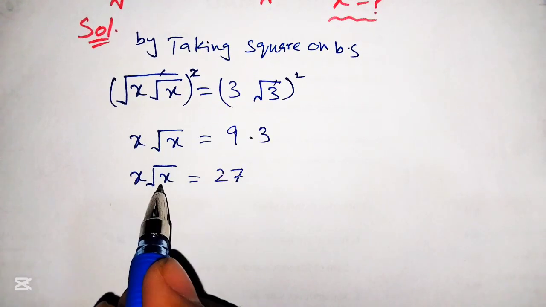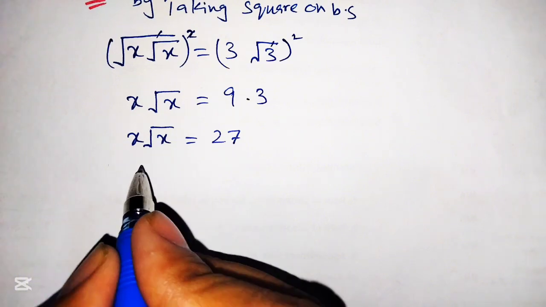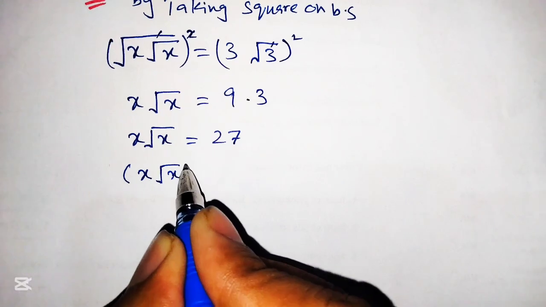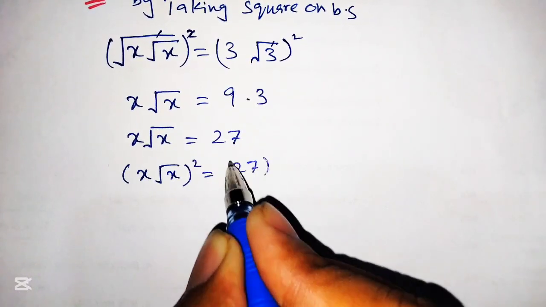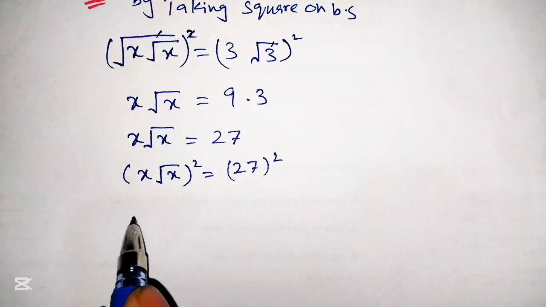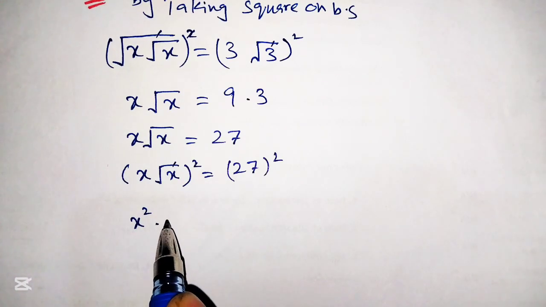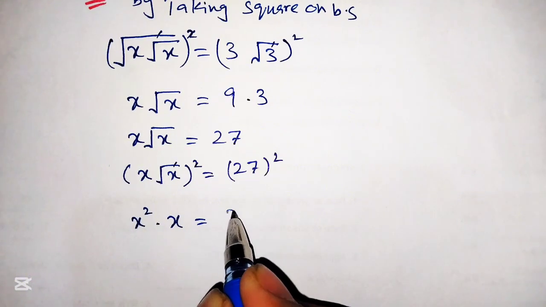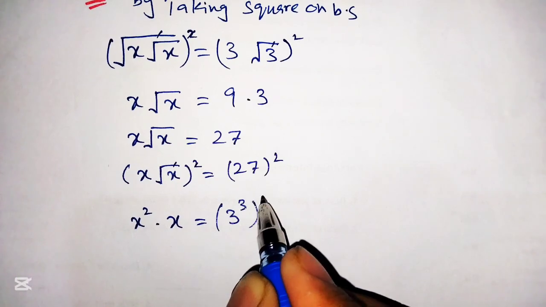Now it is time to eliminate the second square root on the left hand side. For this, we will take the square on both sides again, and we will get x times square root of x, whole square, is equal to 27 square. Now this will become x square times, this square will cancel out with this square root and we will get x here, is equal to, this 27 can be written as 3 raised to power 3, which is equal to 27, and whole raised to power 2.